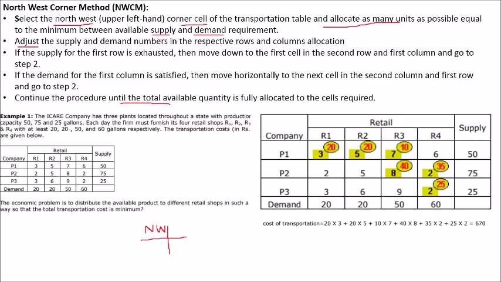There is a company with a production capacity, which means the supply, of 50 plus 75 plus 25, which is 150. Each day the firm must furnish its 4 retail shops. This is the demand: 20 plus 20 plus 50 plus 60, which is also 150. In this problem the demand given in the question is equal to the supply, so this is a balanced problem.